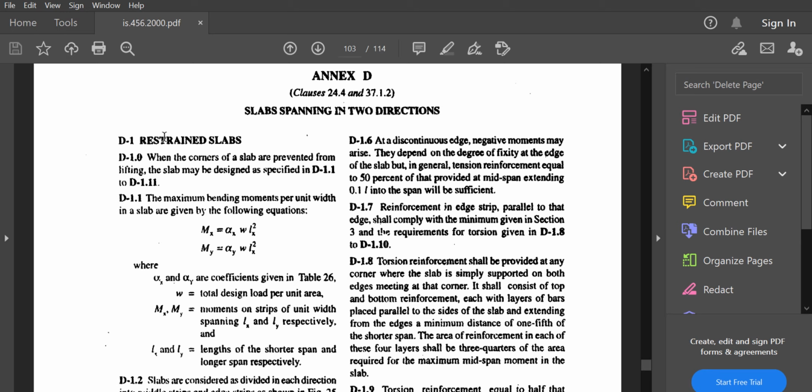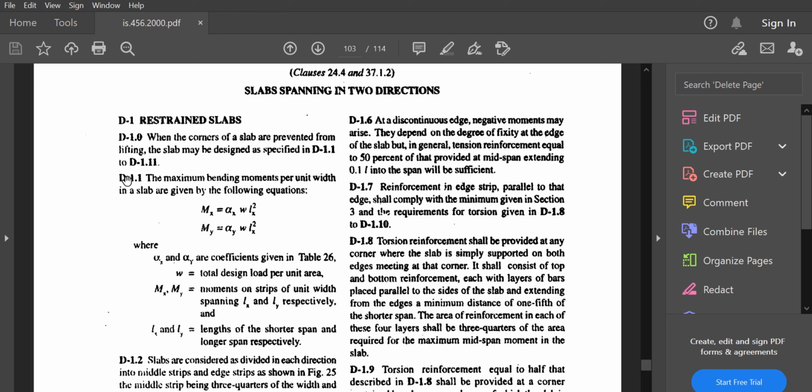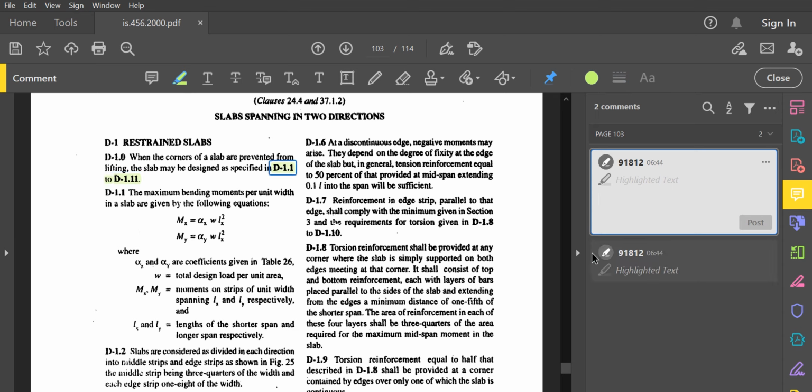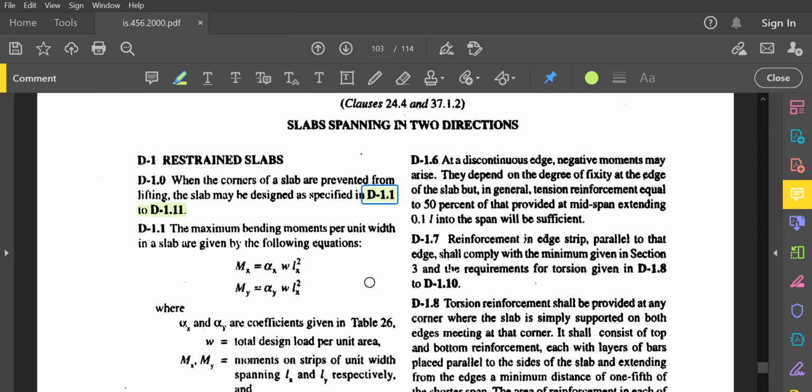First one, that is restrained slabs. That is, the slabs are restrained such that you have the provision for torsional reinforcement. When the corners of the slabs are prevented from lifting, the slabs may be designed as specified in D1.1 to D1.11. You need to understand this D1.1 to D1.11 such that you can get easily how to do this design. You need to understand each and every clause from D1.1 to D1.11. That is the first one.